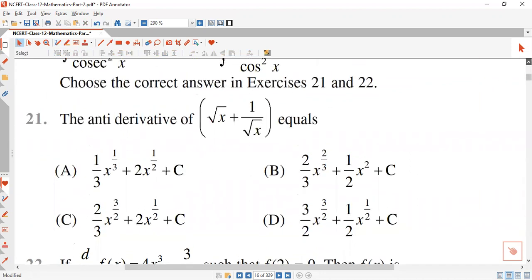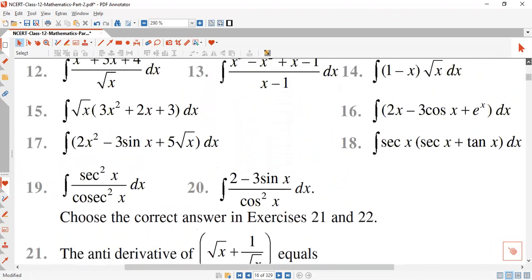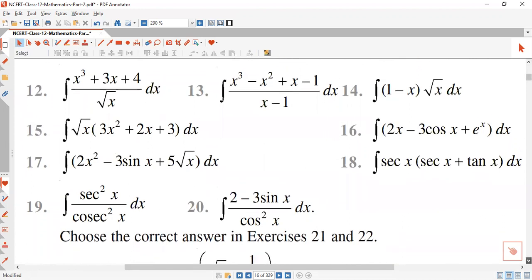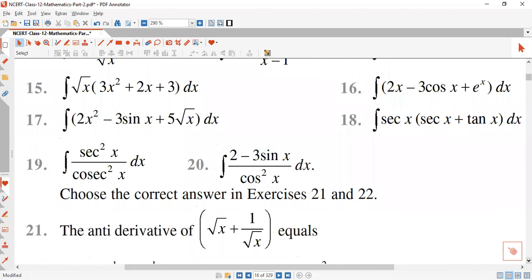Now we want to do question number 15. See this question number 15, again the root x is there. Multiply this root x by the value.